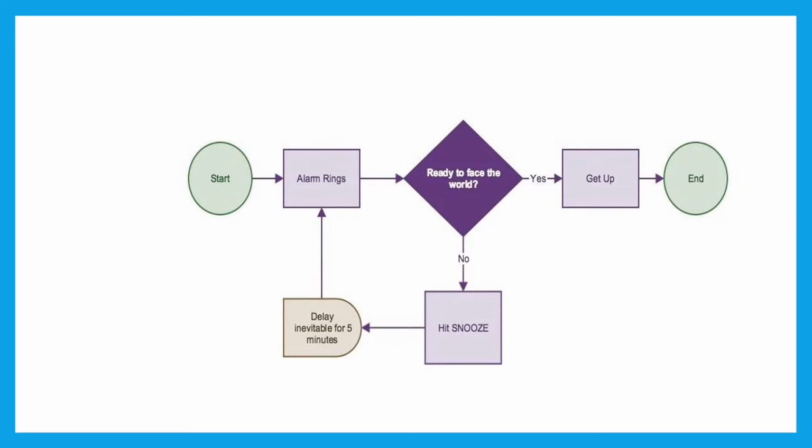Here is an example of a process flowchart showing the way you wake up in the morning. Use a process flow diagram to map out roles and responsibilities within an organization to gain clarity. Draw up a proposal for a new process or project to understand its scope and steps.